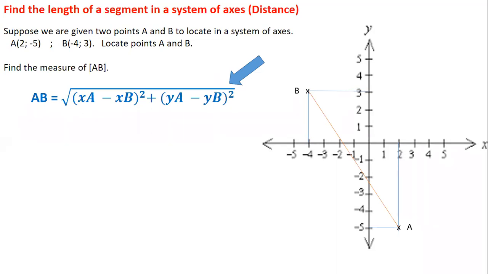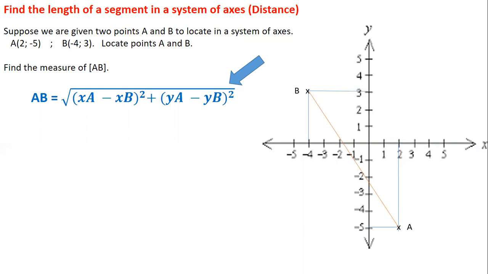Now, how can we find the length of any segment in a system of axes? Also, we have this rule, Lana. Please read. So the length of segment AB equals radical (XA minus XB) squared plus (YA minus YB) squared.